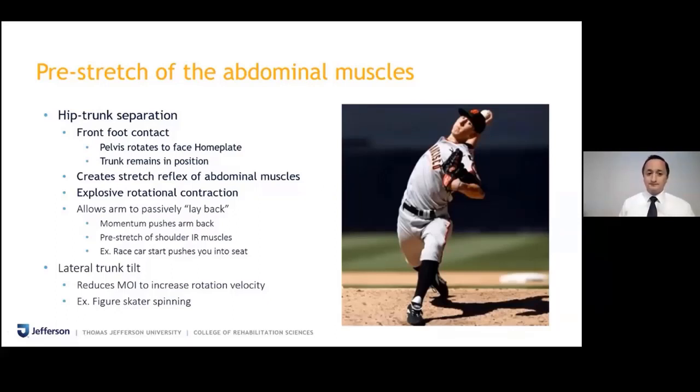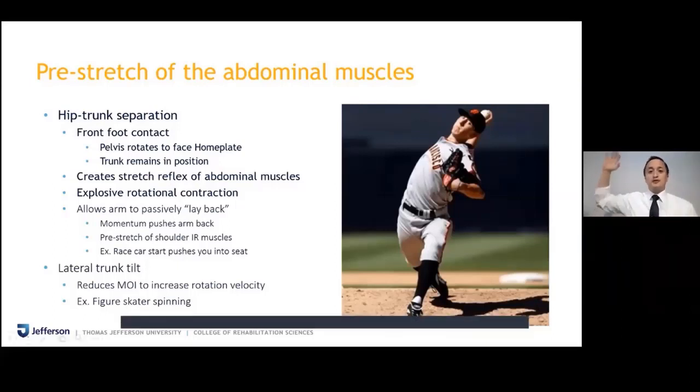No different than if you're in a race car and you slam on the gas, what happens? You get pushed back into your seat, right? So the same thing is happening here. Our trunk is stepping on the gas and it's pushing our arm back, right? So this is a passive movement.